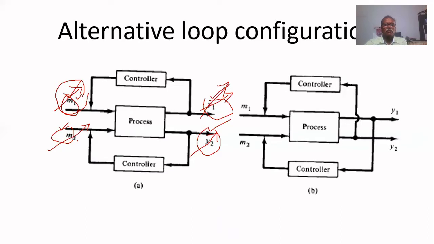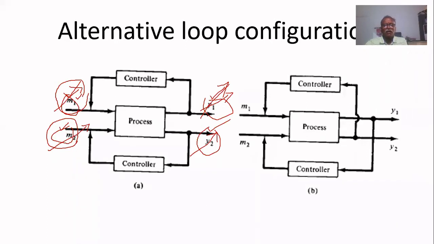Similarly, M2 has very good control over Y2. Very good control means small changes in M2 give large changes in Y2, compared with other manipulated variables. Then M2 should be used to manipulate Y2. That is called very good control over Y2. So M2 has very good control over Y2. Therefore, M2 is used here.